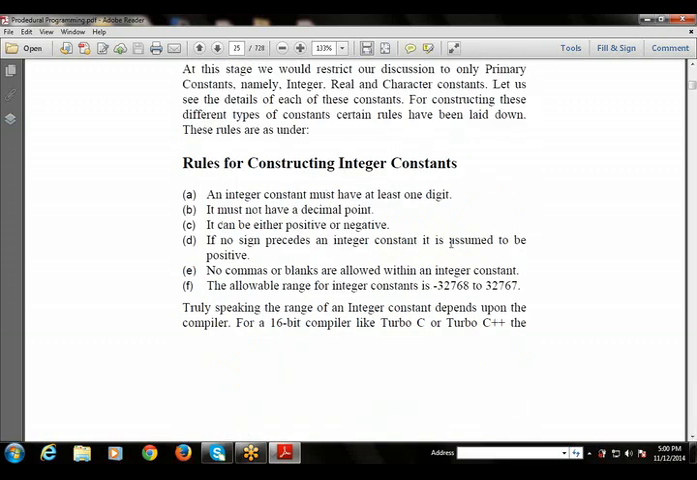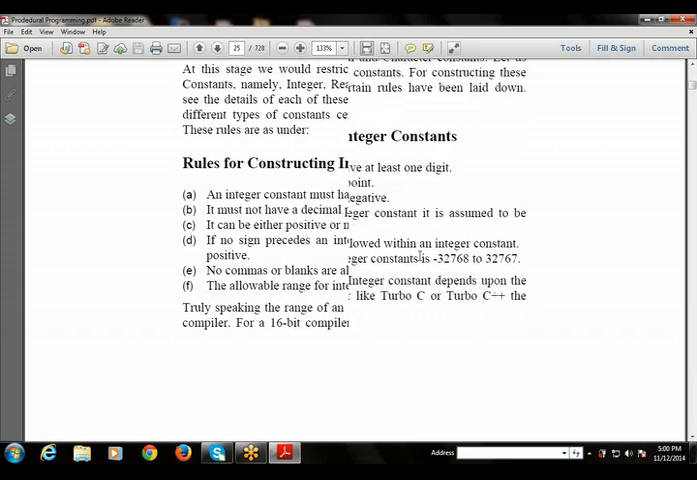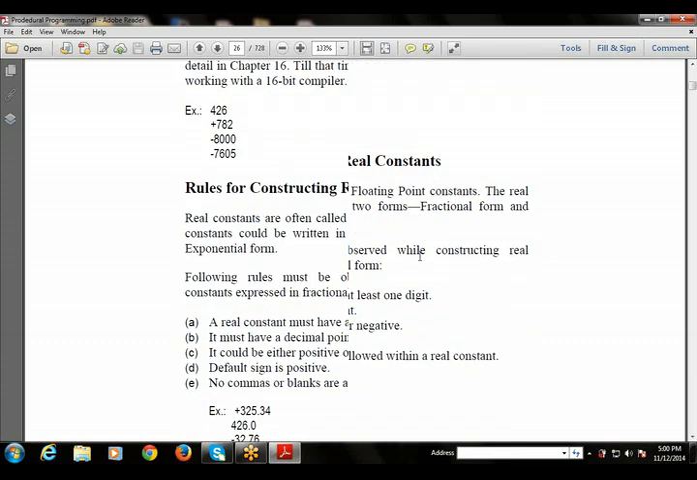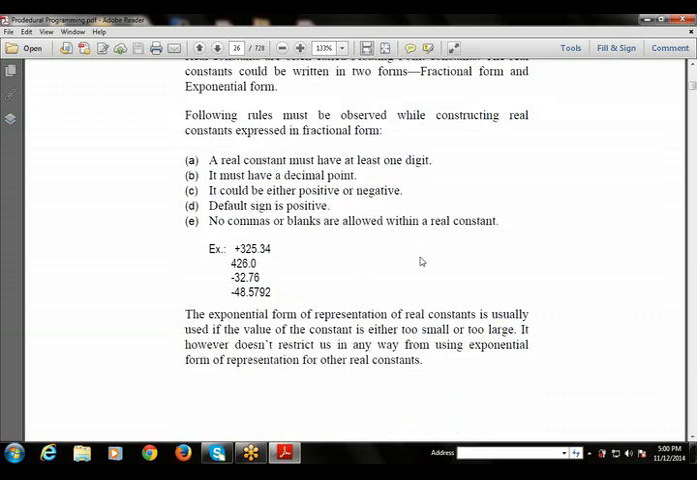Then we also studied the rules for constructing the integer constant, that is, there is an integer value, not a decimal value. Then these are the rules for constructing the real constant: the fractional part and the exponential part.